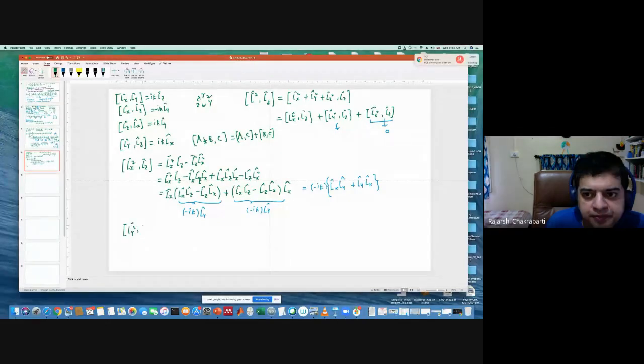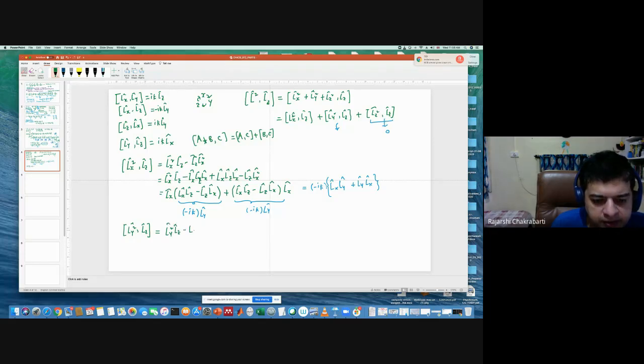I get Ly square Lz. So I do this, what am I going to get? I'm going to get the same thing. I can do this. This is essentially Ly square Lz minus Lz Ly square, and then I add something and subtract the same thing. What I add is Ly Lz Ly, and then I do Ly Lz Ly minus Lz Ly square.